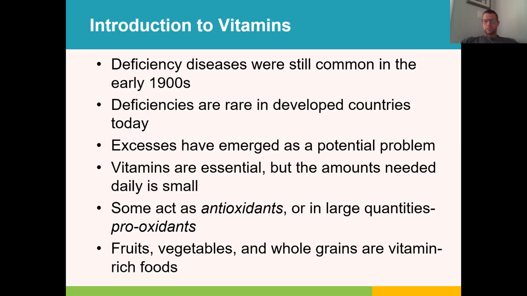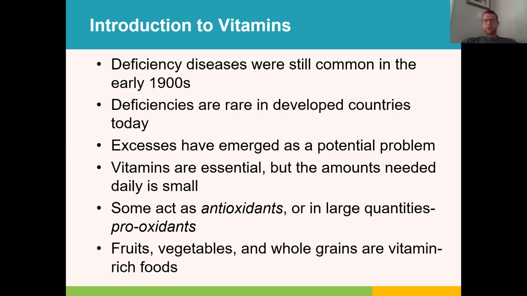Excesses have emerged as a potential problem. It used to not be an issue because people couldn't overeat foods, really. I'm sure in some cases it may have happened because maybe that's the only fruit or vegetable somebody could find in abundance at some point, but it's not stuff that we really have well documented through history. So vitamins are essential, but the amounts needed daily is small.